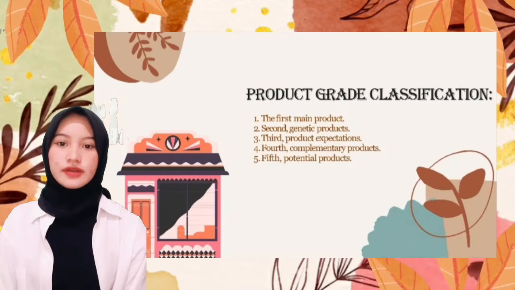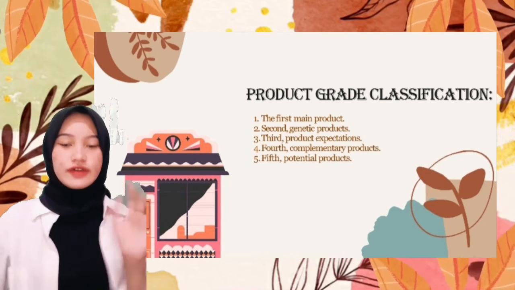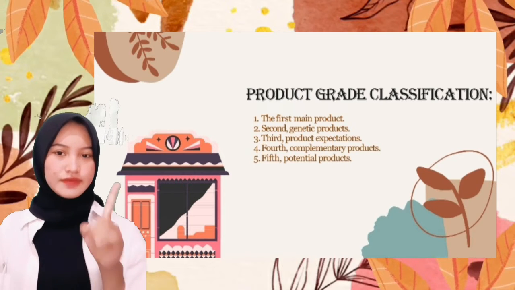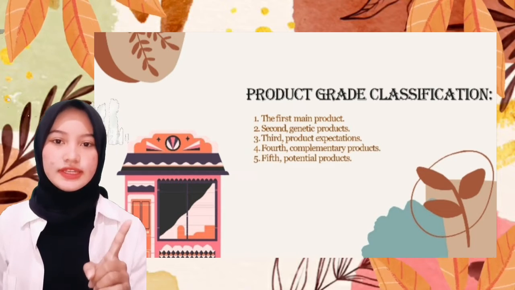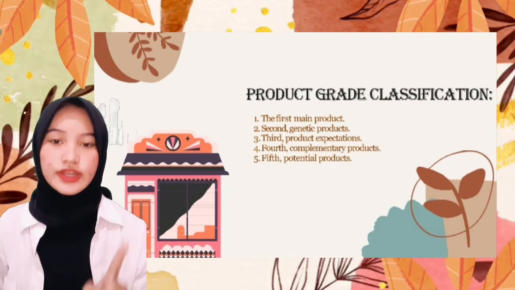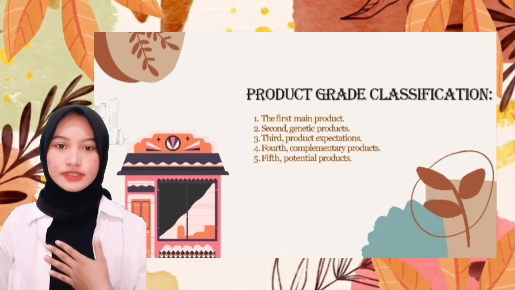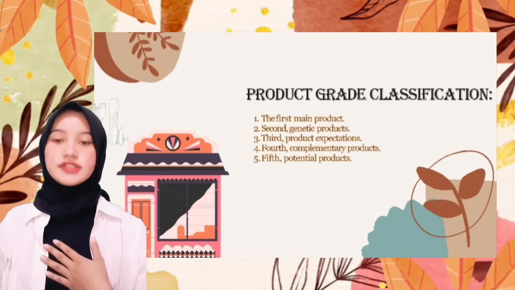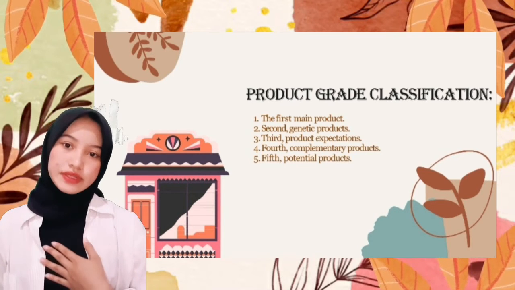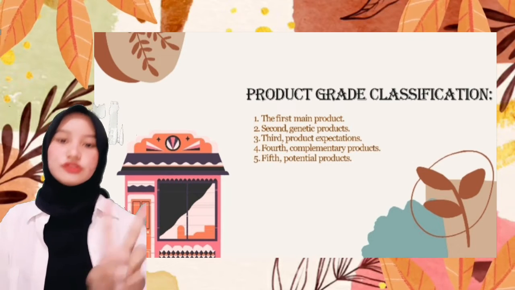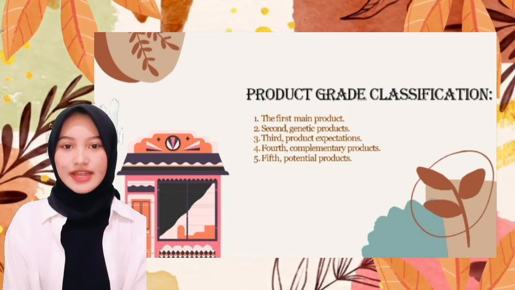There are 5 kinds of product classification, product grade. Number 1 is the main product or core benefit, namely the benefit that is actually needed and will be consumed by the customer for each product, or the fundamental need that customers satisfy by consuming the product or services. For example, the need to process digital images. Number 2 is generic product.